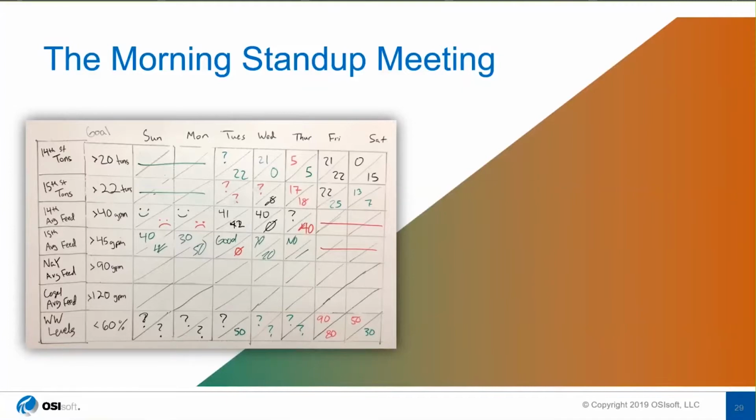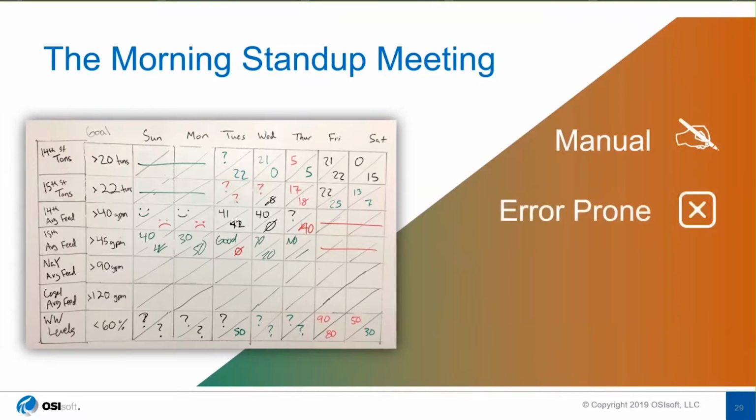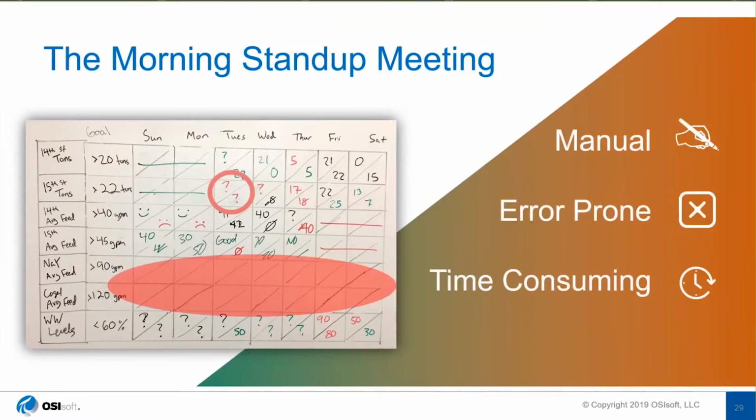And if we look across here, we see green, we see red, we see different numbers, we see symbols, question marks. The issue here is that it's a manual process, error prone, and time consuming to do. Here we see these question marks, as I mentioned, this large gap down here. What does that actually mean? Right? Did someone forget to input the information? Was there downtime? We're not really sure.